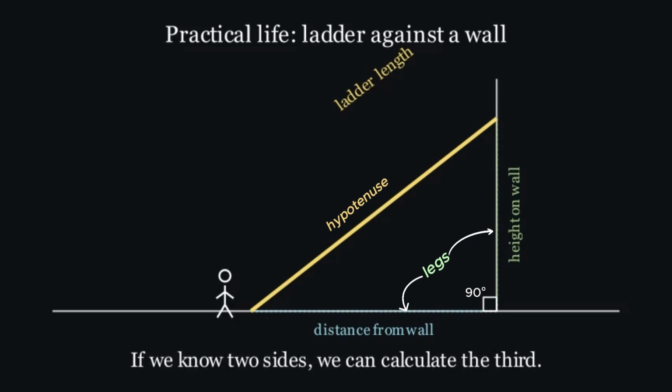To understand the theorem, imagine building a square on each side of the triangle. The square on side A has area A squared. The square on side B has area B squared. The amazing idea is that the two smaller square areas together equal the biggest square area on side C.